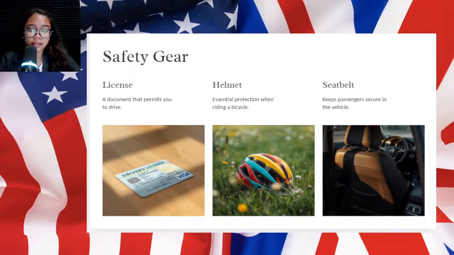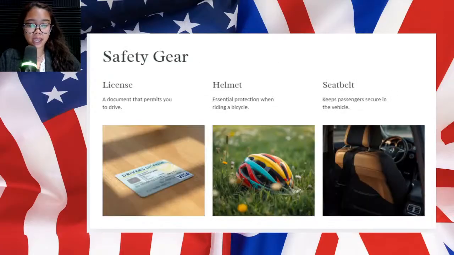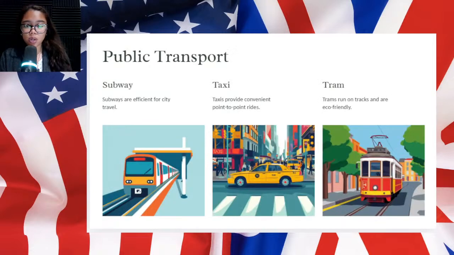Anyway, for this evening, what did we talk about? We started with public transportation vehicles. So we talked about public transport, traffic and road terms, and the safety gear. So let's start with public transport. What did we discuss? We discussed the subway, the taxi, the tram. Okay? Public transportation vehicle meaning that it is transit. So the general public or people, especially if they choose it, will ride this one.